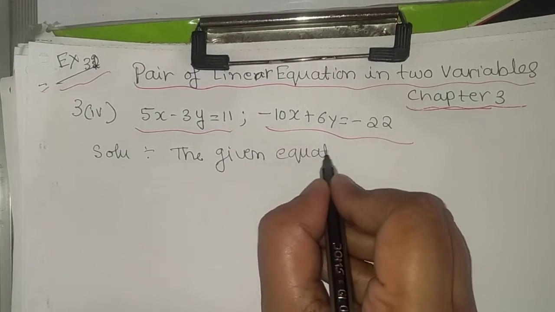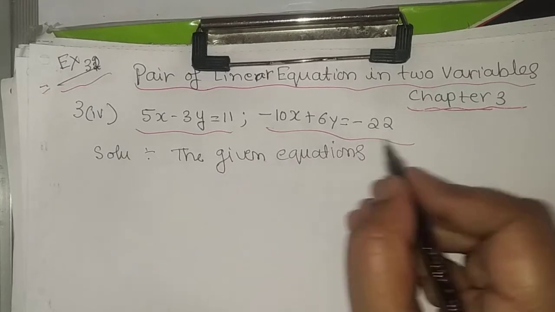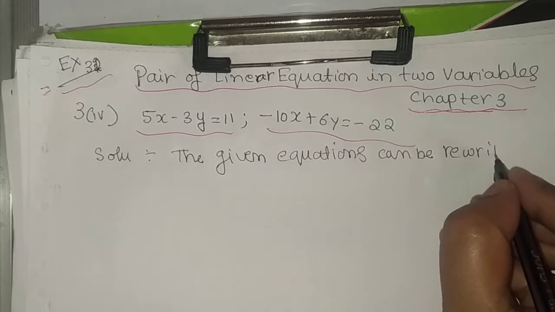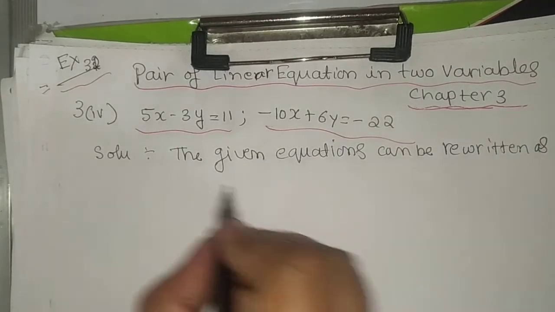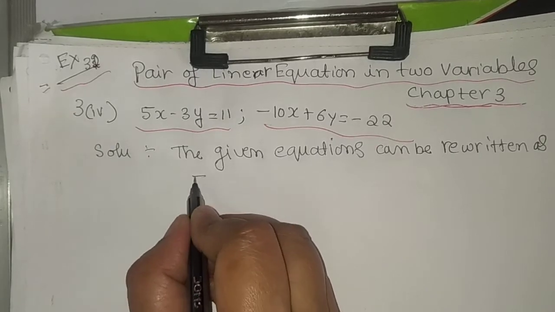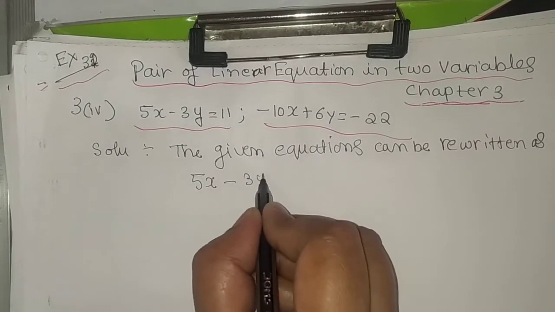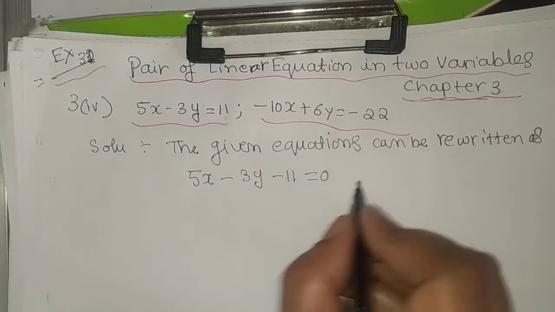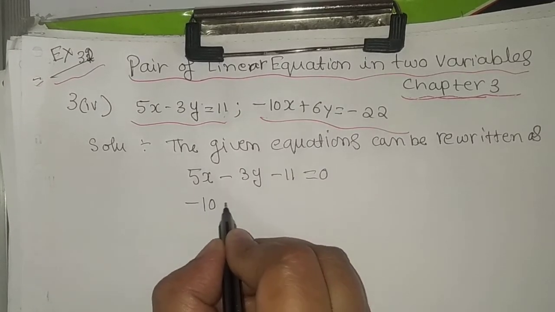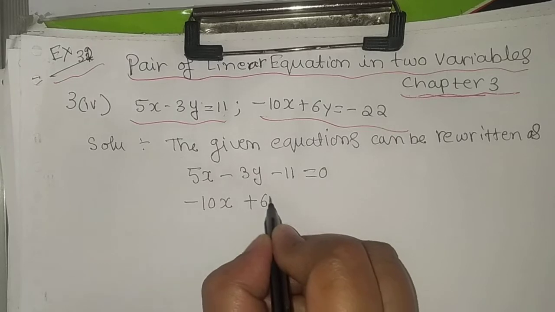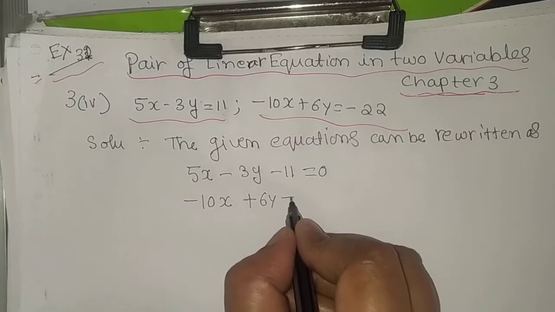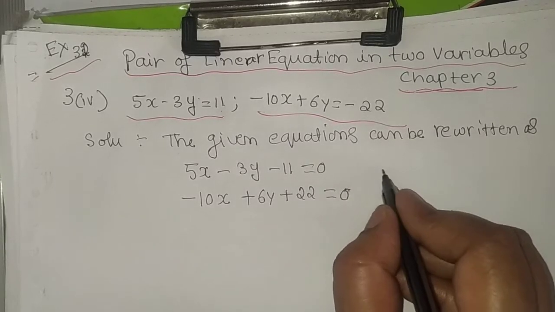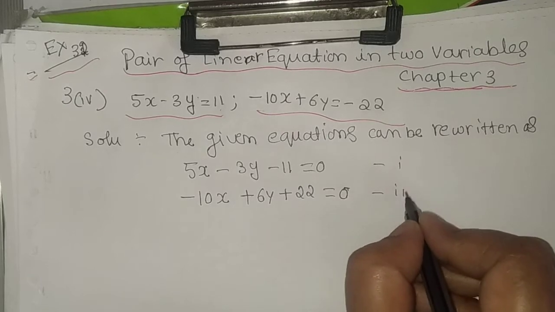equations can be rewritten as, that is, write down the equation given minus 11, bring the 11 inside, then we'll get minus 11. Similarly, next equation, minus 10x plus 6y is equal to minus 22, bring inside, minus becomes plus, then this is the expression. That is equation 1, then this is equation 2.